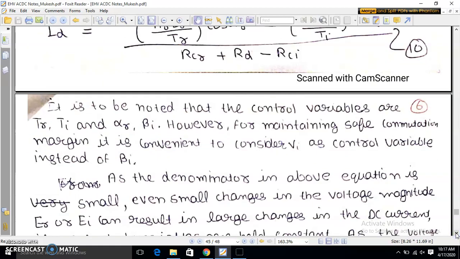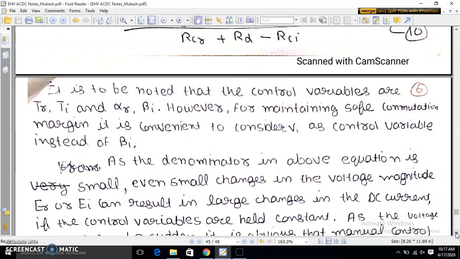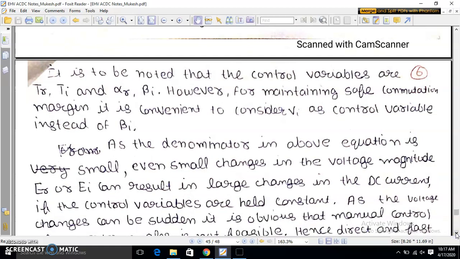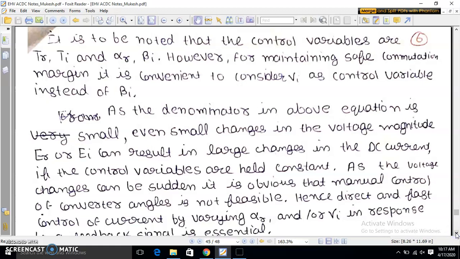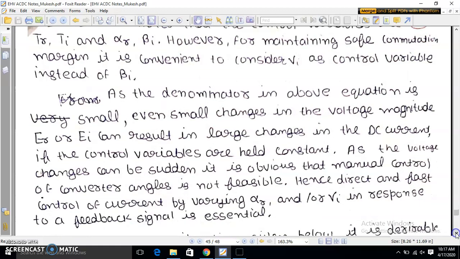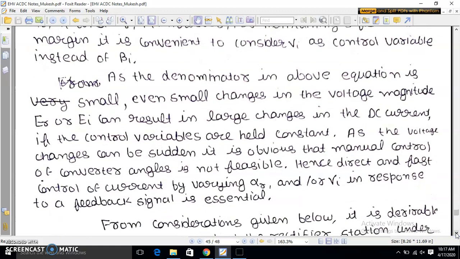As the denominator in the above equation is small, even small changes in the voltage magnitude ER or EI can result in large changes in the DC current if the control variables are held constant. As the voltage changes can be sudden, it is obvious that manual control of converter angles is not feasible. Hence, direct and fast control of current by varying angles in response to a feedback signal is essential.